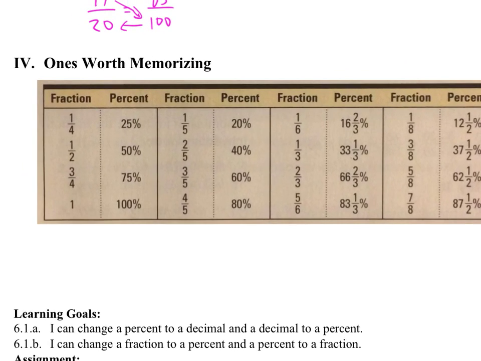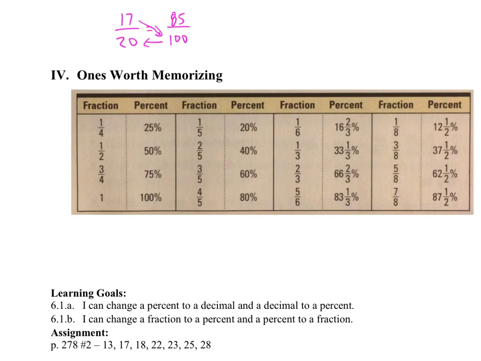These guys here are just worth your time in memorizing. Why? Because it'll make life faster and easier for you in doing this. Some really easy ones would be like 1/4. Think about it as a dollar. If you have 1/4 of a dollar, you have 25 cents, right? So there's your 25%. If you have half a dollar, that's 50%. 3/4 is 75. 1 whole is 100. Those ones are probably pretty quick and easy. You might actually already know those.